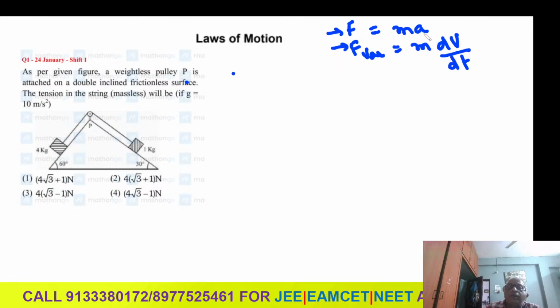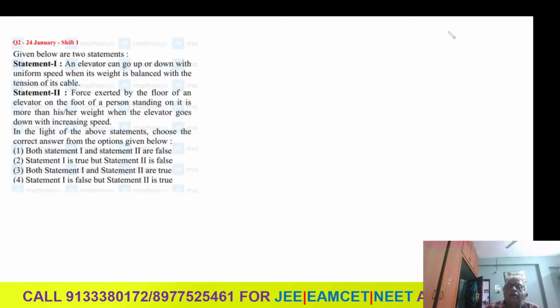V is equal to U plus AT, S is equal to UT plus half AT square, V square minus U square is 2AS. In this chapter, we are going to get tension. When weight is suspended, tension is equal to mg. Similarly, pulley problems also will be there. So concepts, mainly F is equal to ma or A is equal to F by m, will be there in this.